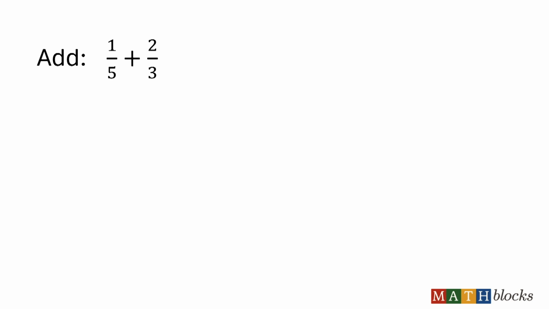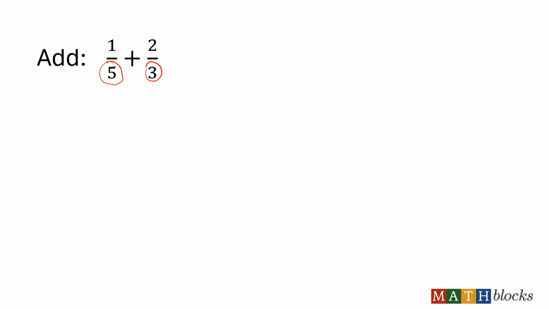To add two fractions together with different denominators, remember we need to get a common denominator. So if we want to add 1/5 plus 2/3, we need to rewrite these fractions so that they have the same denominator. The easiest way to get a common denominator is to take our two denominators and multiply them together. And so if we do that, 3 times 5 gives us 15.